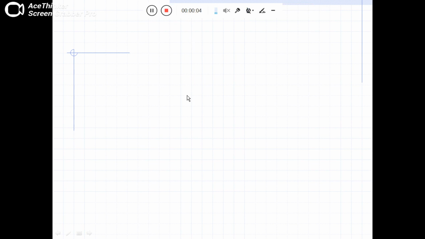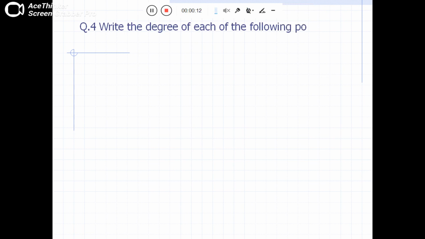Okay, let us see the fourth sum of this exercise. The fourth question says, write the degree of each of the following polynomials. Let us see the first part. Your first polynomial is 5x raised to 3 plus 4x square plus 7x. All are having variable x.